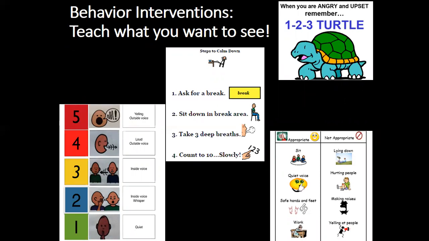How many of you have been told to calm down? What if you don't really know what that looks like? There's a 1, 2, 3 turtle social narrative, or T-charts are a great tool, down on the right-hand side below. This T-chart teaches what's appropriate and not appropriate when we're learning at school.